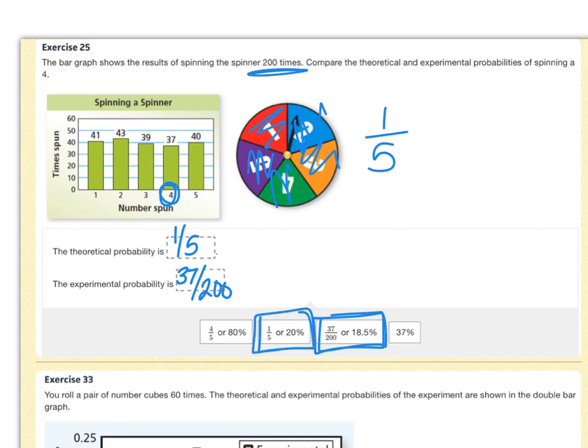So we rolled it 200 times. You can see the probabilities are actually pretty close. If I rolled it 200 more times, I would probably get even closer to 20%. But I know theoretically, all these numbers have a 1/5 chance of being rolled. When I actually do the experiment, I was pretty close. 18.5% is pretty close to 20.